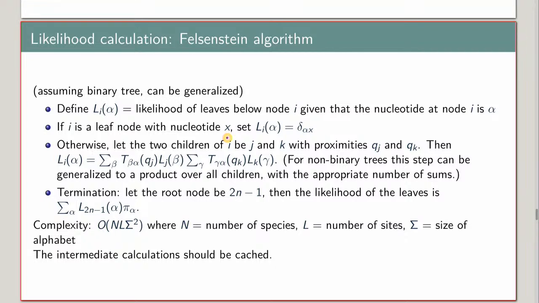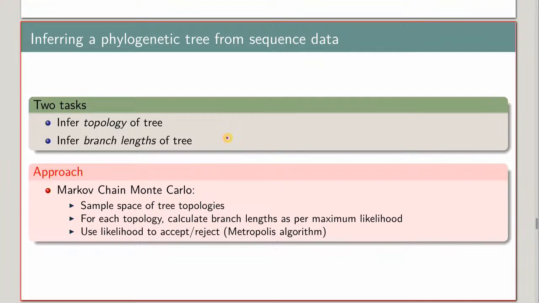And then how do you actually infer a phylogenetic tree from sequence data? As I said, you need to infer the topology and you need to infer the branch lengths. The approach is usually a Markov chain Monte Carlo approach, where you sample the space of tree topologies. So you have a tree, and you have a set of branch lengths here, Q1, Q2, Q3, whatever it is. For any tree and any branch lengths, you know how to calculate the likelihood. But you want to maximize the likelihood. You want the maximum likelihood tree. So you calculate the branch lengths of this given tree using some maximum likelihood optimization algorithm.